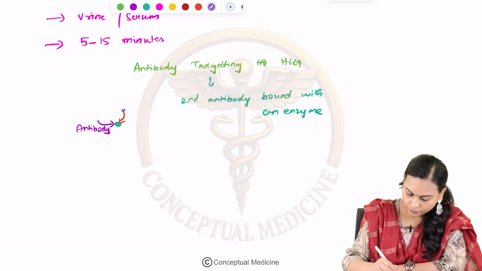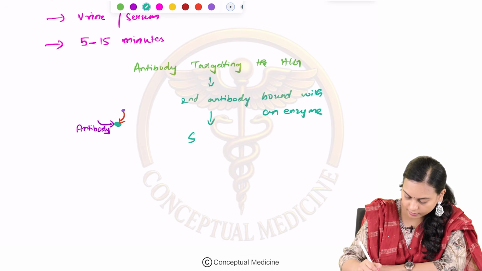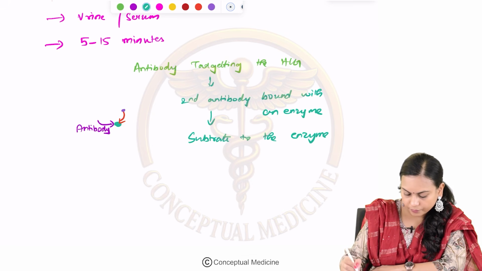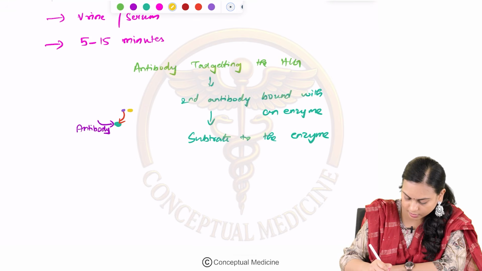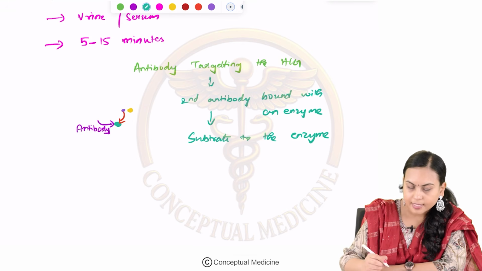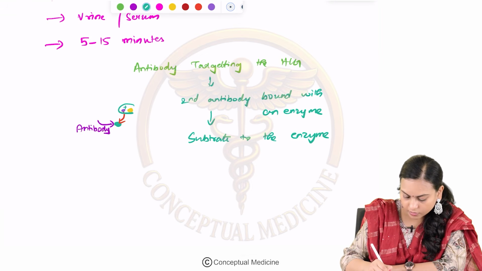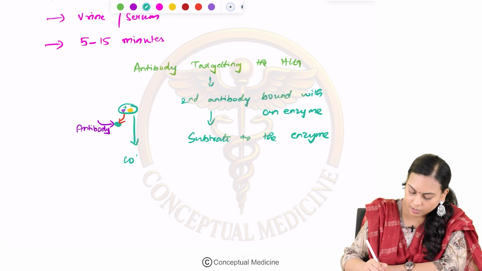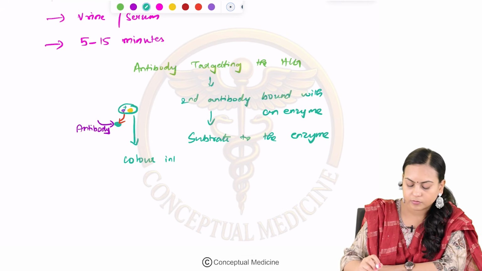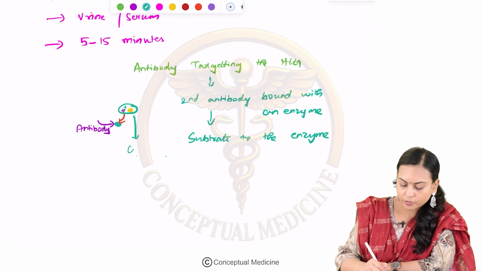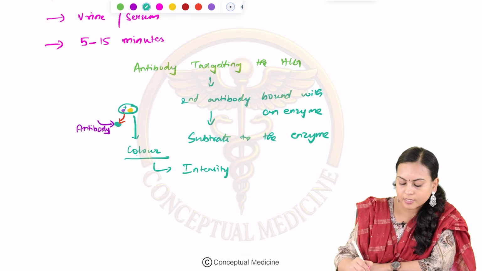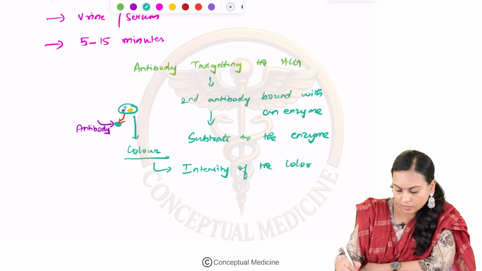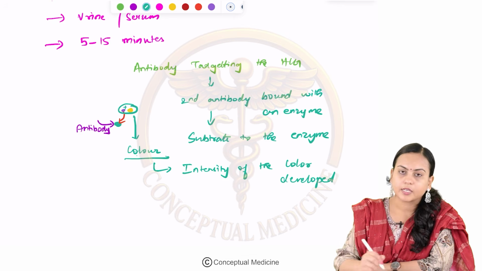Now what we are going to do is, we are going to add substrate to the enzyme added. So suppose this is the substrate to the enzyme. Now this enzyme substrate complex is going to form and this is going to produce a color. So based upon the intensity of the color developed, we will be confirming the pregnancy.